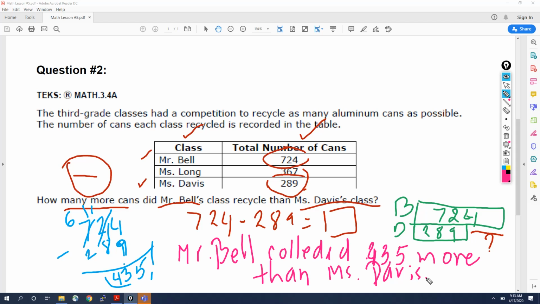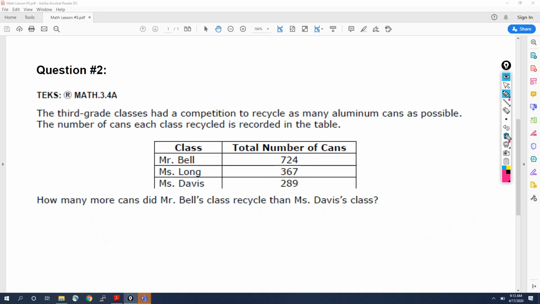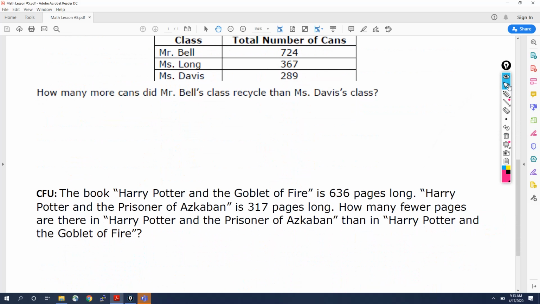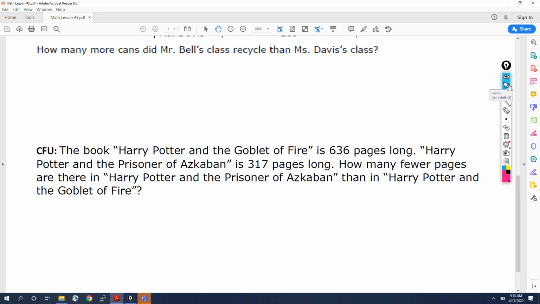So we're done with the 2 questions. The next one you are going to complete on your own. This question checks for understanding. Don't forget to submit your answer on our Google Classroom. One thing Miss Nguyen wants to remind you: when they ask how many more or how many fewer, it means they want you to compare the longer with the shorter part. So the only way that we can do it is to subtract when we compare.